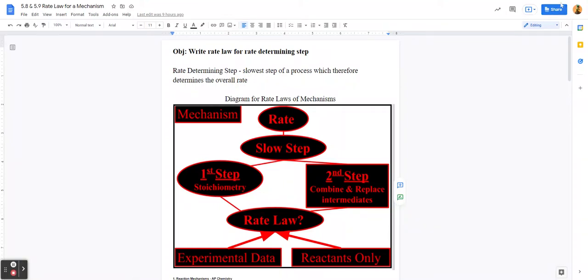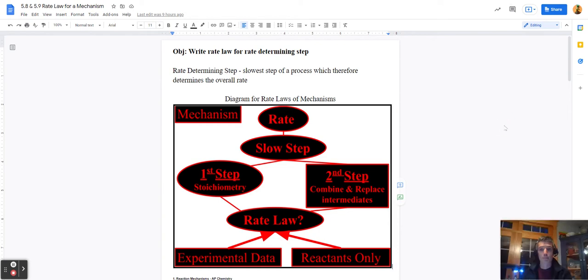All right, so here's what we're trying to do. I'm going to review some problems. Remember, if you've got a mechanism, it's always the slow step that determines the mechanism. And you use your stoichiometry if that slow step is the first step. Here is an example of that.